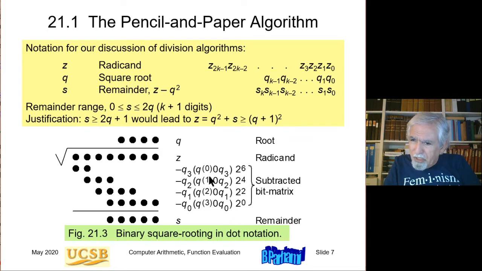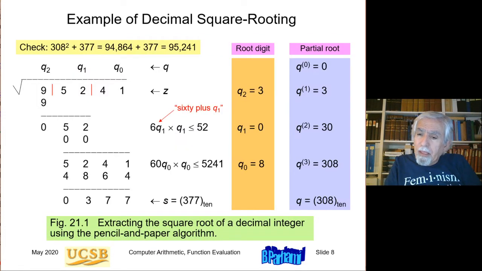Okay, as I said, I have not justified why I do it this way. So let's now try to learn how we do manual square rooting and then convert the algorithm to its digital or computer version.